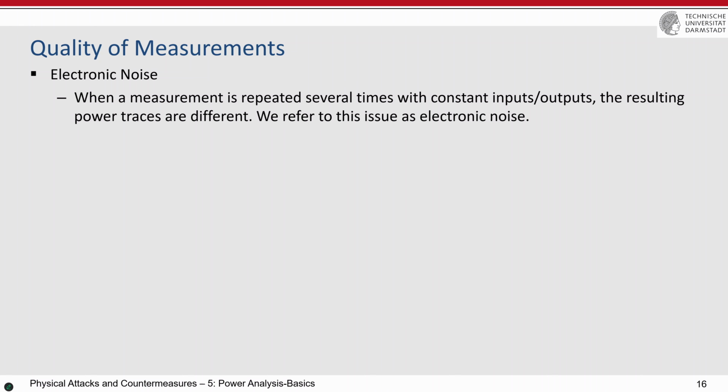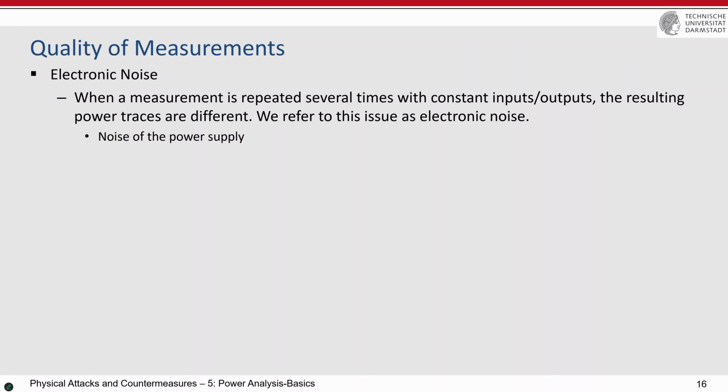It means that if you repeat the same measurement with the same input, with the same data, and the state of the circuit is exactly the same, you do not get the same signal. There will be small changes in the signal. And these are due to 2 factors. One of them is electrical noise. As I said, if you repeat one measurement several times with a constant input and output, the resulting power traces are not the same. One of the reasons is noise of the power supply.